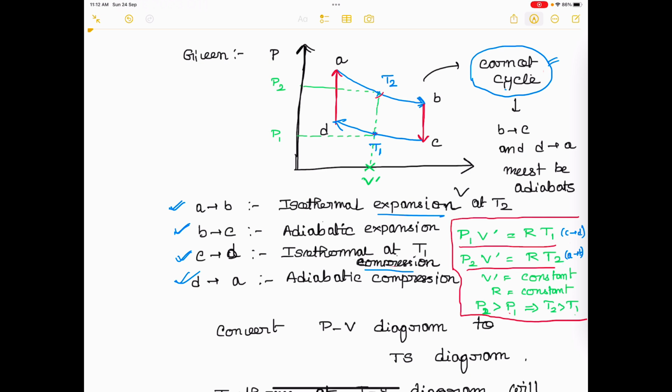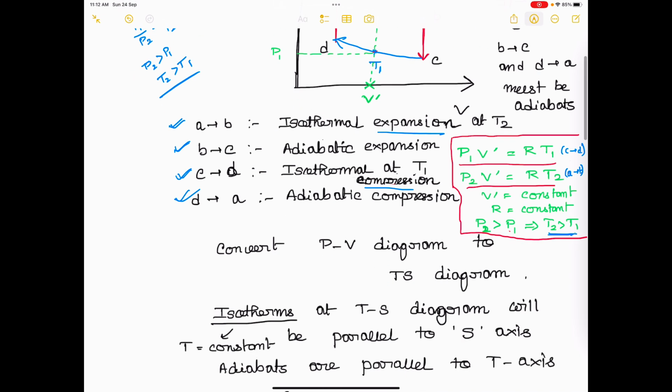Since V dash is constant, R is also constant. If we look clearly at the diagram, P2 is greater than P1, so T2 must be greater than T1. If we divide these two equations, P1 by P2 should be equal to T1 by T2. Therefore, if P2 is greater than P1, then T2 must be greater than T1. That is what I have written here. So T2 is greater than T1.